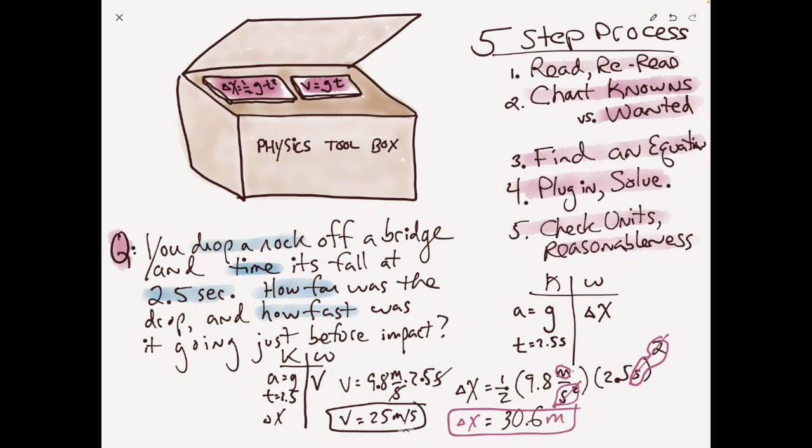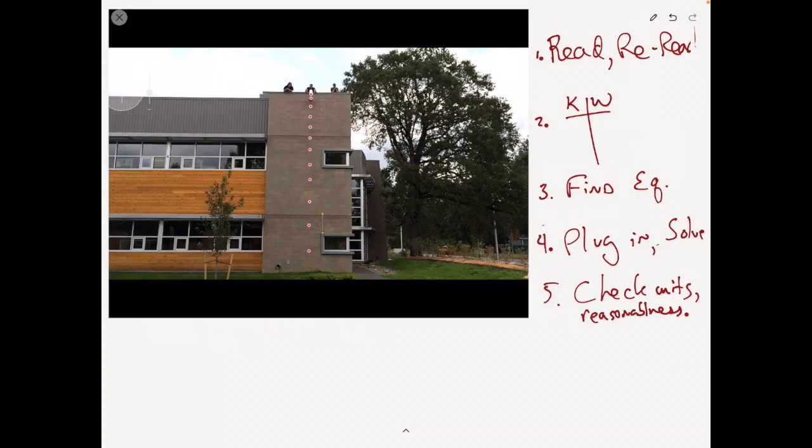So to summarize, when you've got a physics problem, you want to read and reread. You want to make a chart of what you know and what you want. You want to find an equation. You want to plug in and solve. And then you want to check for reasonableness. And then finally, you want to submit your work with pride. So if we've got a ball falling, we would be able to calculate how tall the building was just by timing it.